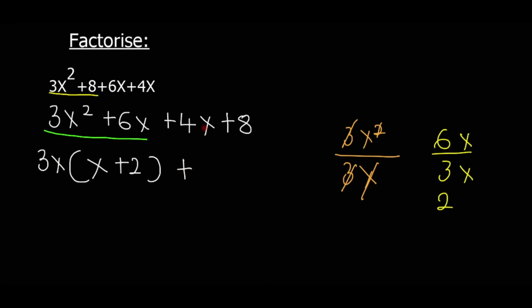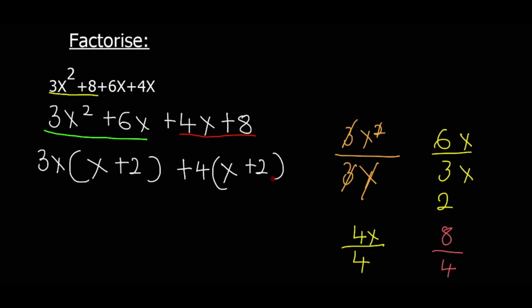And then now we'll focus on the last two terms. We have 4x plus 8. So the highest common factor we can see is 4. And then 4x divided by 4 is x. 8 divided by 4 is 2. And then this means now we have 2. So you can see that our brackets are the same. We have x plus 2 and x plus 2.